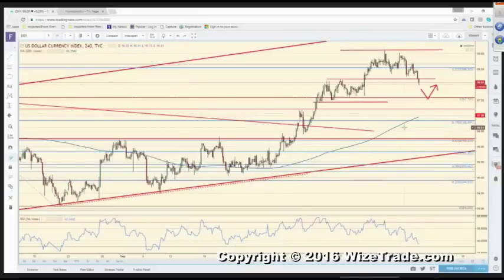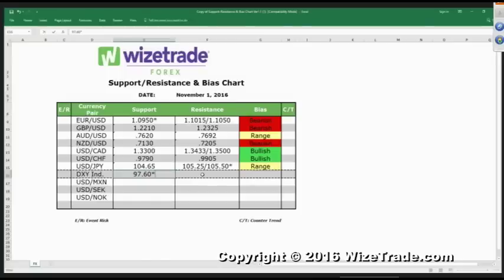Resistance now. I think resistance is probably right back here. Any rally back to this area will probably find some sellers. Even if we bounce right now, any move back up to 98.50 is going to find some sellers.